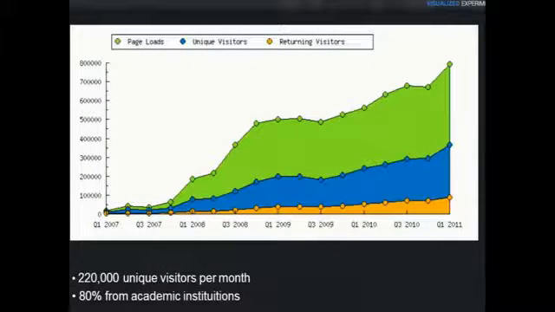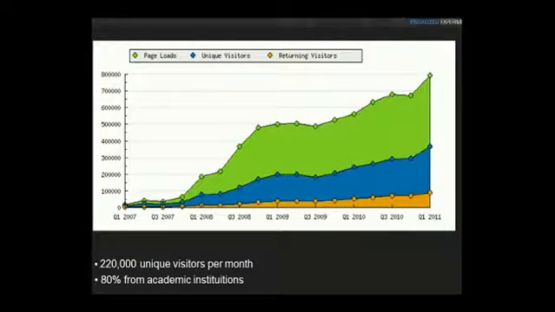And you can see the growth in our usage since we were founded at the end of 2006. Right now, we have about 250 unique visitors per month. And we have about 400 universities subscribed to JoVE. We publish 50 video articles per month. So it's growing. Thank you.